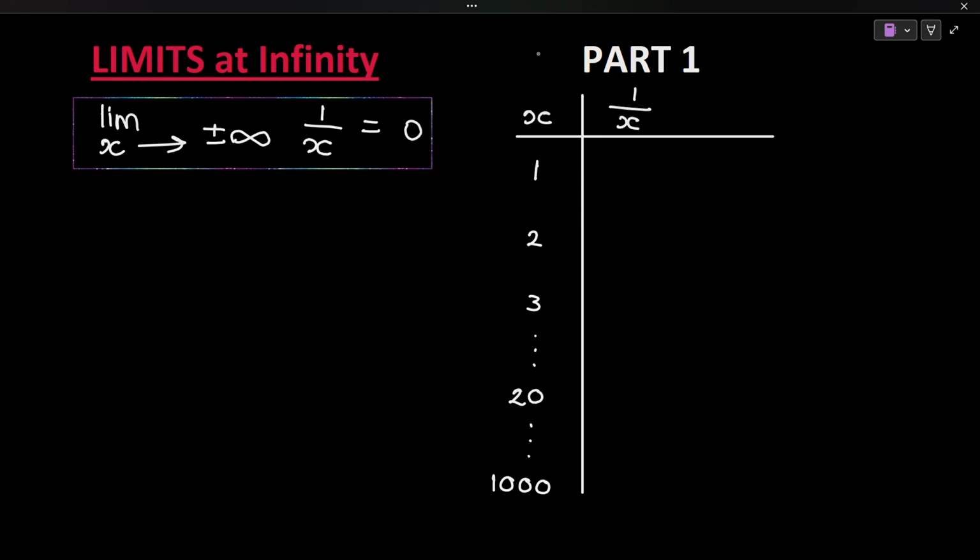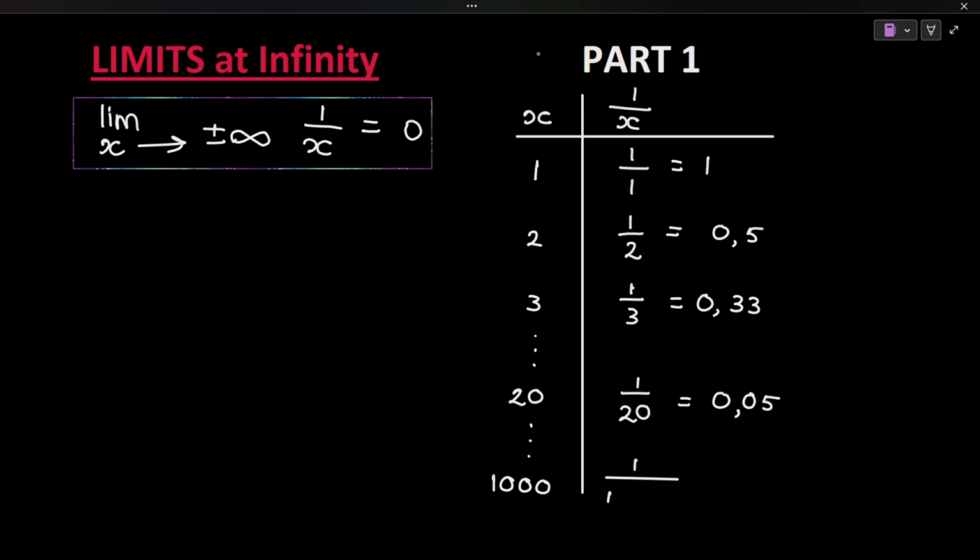Now we are going to take these x values and substitute in place for 1 over x. So we're first going to have 1 over 1, which is equal to 1. Then 1 over 2, which is equal to 0,5. 1 over 3, which is 0,33. 1 over 20, which is 0,05. And 1 over 1,000, which is going to be 0,001.